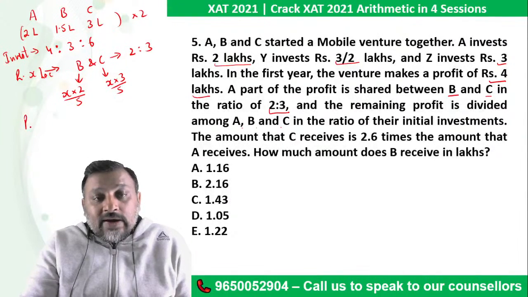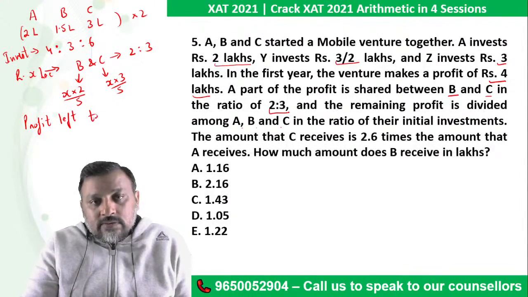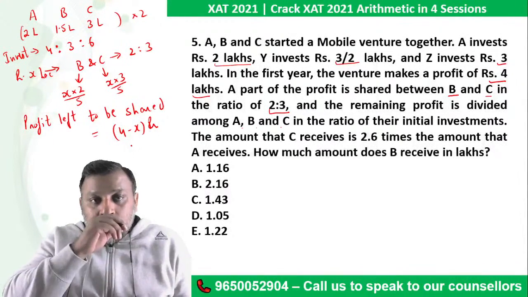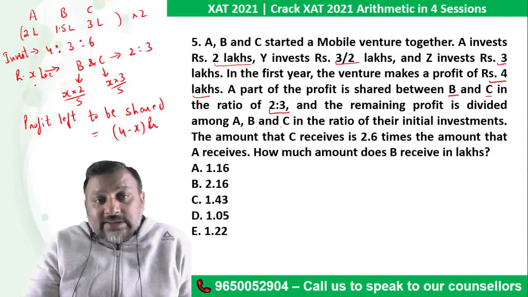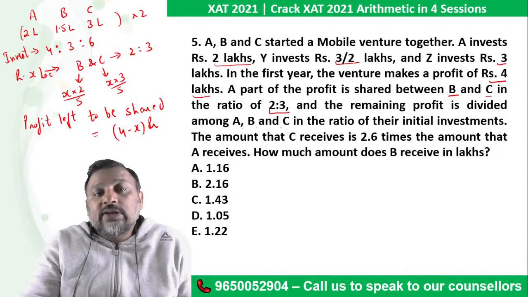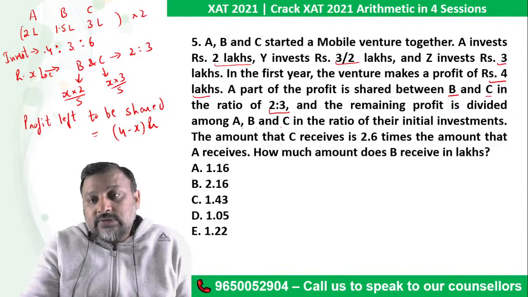Okay, now profit left to be shared. So how much profit will remain now? 4 minus X. Total profit was 4 lakhs, out of which X is already shared. So this is the remaining profit and this would be shared in the ratio of 4:3:6.